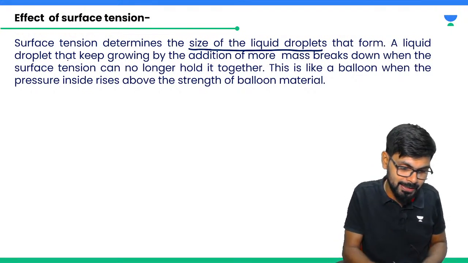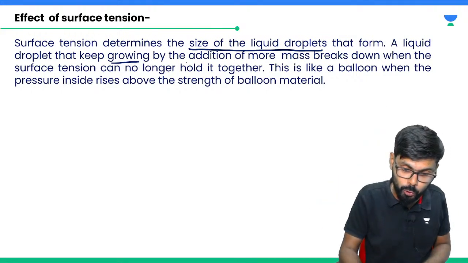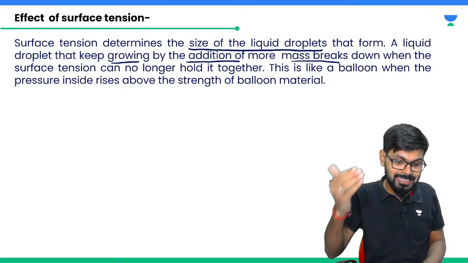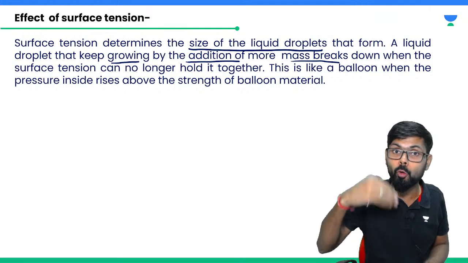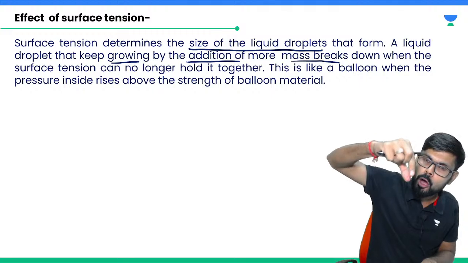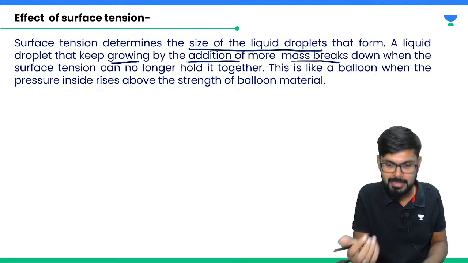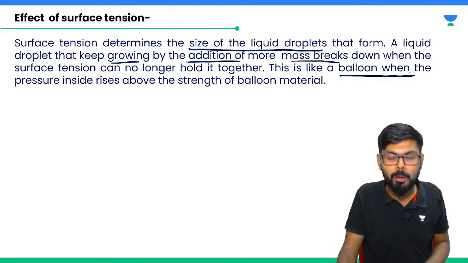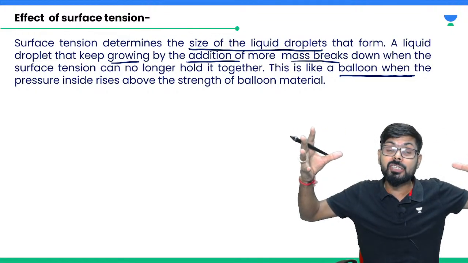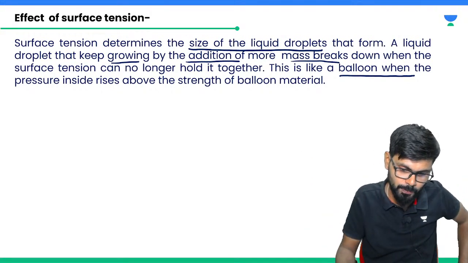A liquid droplet keeps on growing, जब देखते हो droplet को, जब वो टैप पे गिरता है, keep on growing by the addition of more mass, and breaks down when the surface tension can no longer hold it together, right? वो ड्रॉप बढ़ता जा रहा है, जब ड्रॉप का वेट इतना ज्यादा हो जाता है कि सरफेस टेंशन उसको होल्ड नहीं कर सकता, तो वो ड्रॉप नीचे आ जाएगा. So this is like a balloon. बलून में आप हवा भरते जा रहे हो, बढ़ता जा रहा है. एक टाइम पे प्रेशर ज्यादा हो जाएगा और फट जाएगा, right? So same thing is happening here also. क्लियर है बेटा?